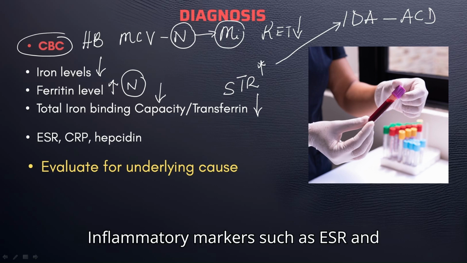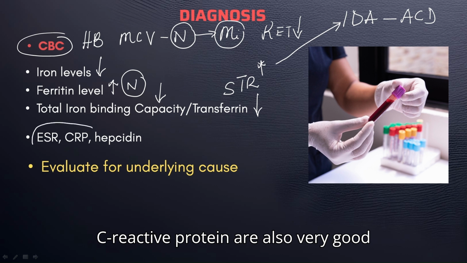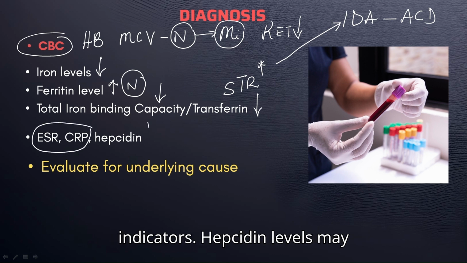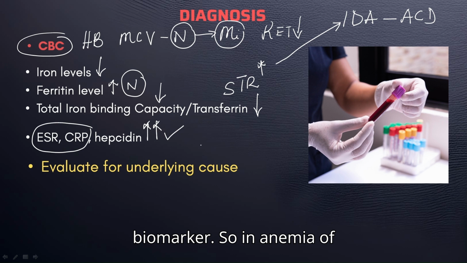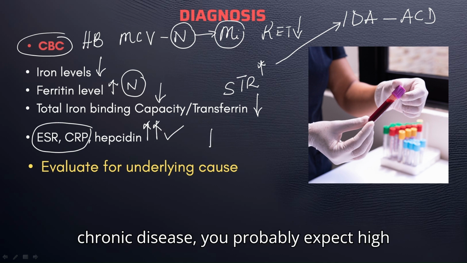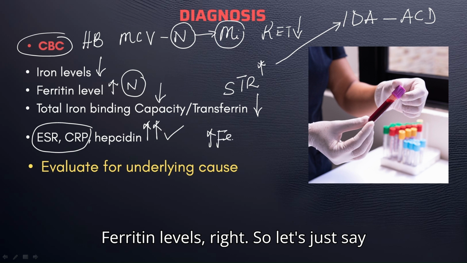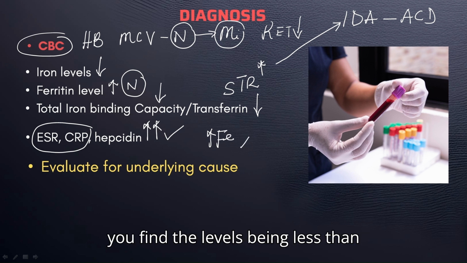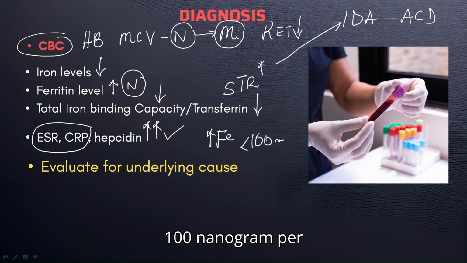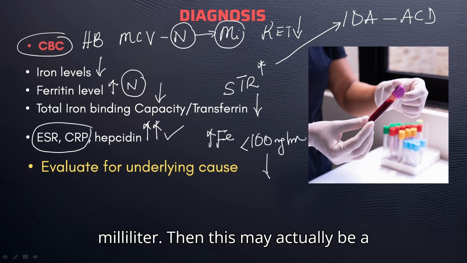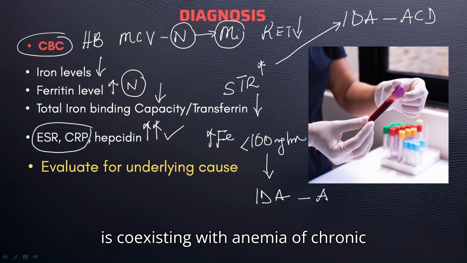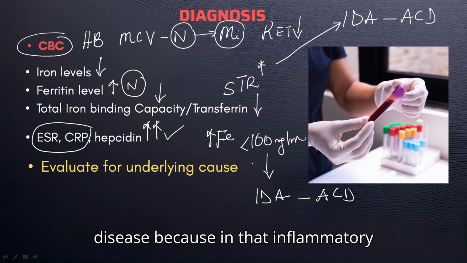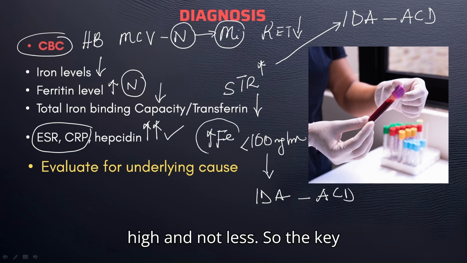Inflammatory markers such as ESR and C-reactive protein are also very good indicators. Hepcidin levels may also be elevated. However, not all laboratories can measure this biomarker. So in anemia of chronic disease, you probably expect high ferritin levels, right? So let's just say you find the levels being less than 100 nanogram per milliliter, then this may actually be a sign that iron deficiency anemia is coexisting with anemia of chronic disease, because in that inflammatory state, you would expect ferritin to be high and not less.